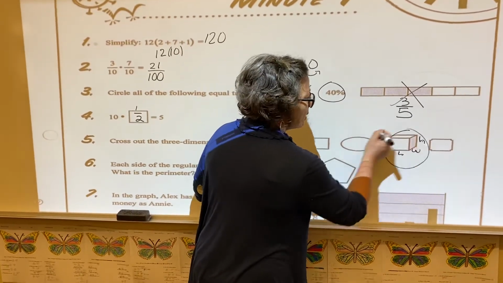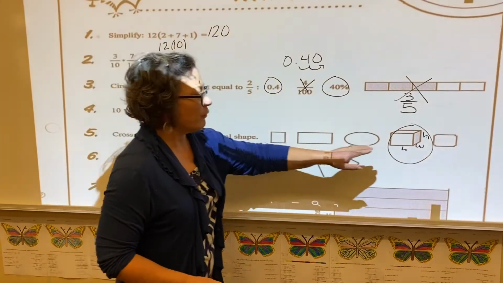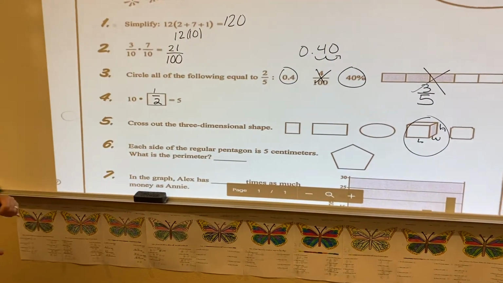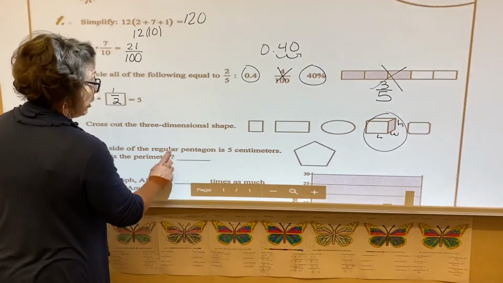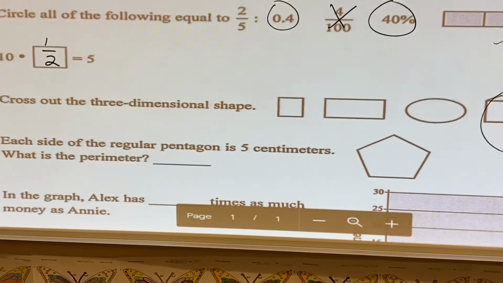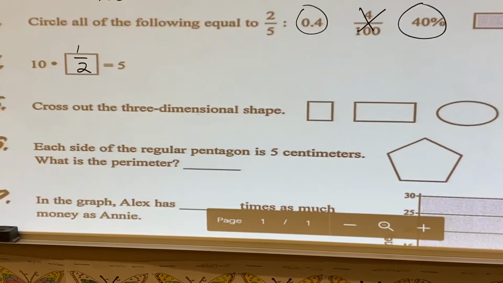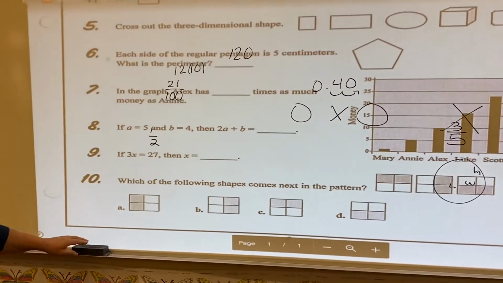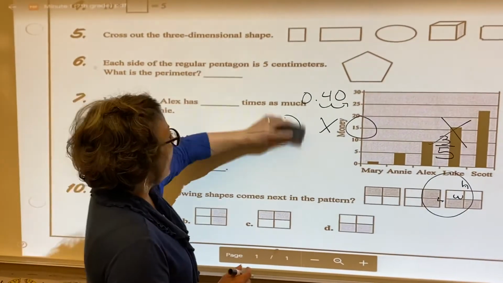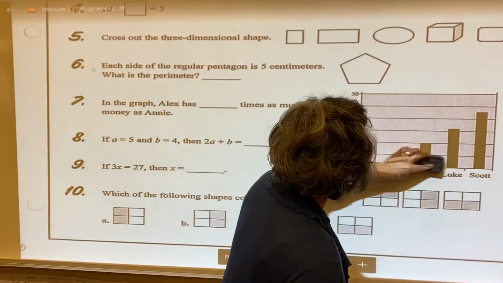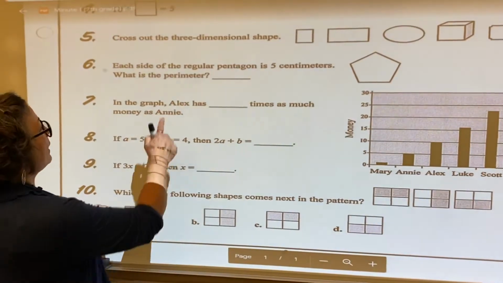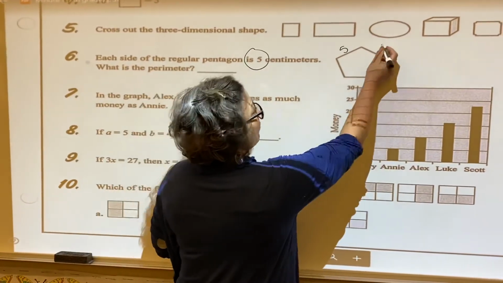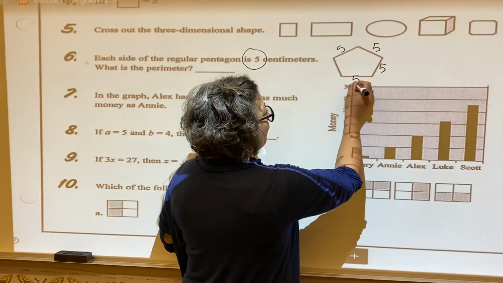So again, this has to be the one. These other figures are not three-dimensional. All right, each side of the regular pentagon is 5 centimeters. What is the perimeter? Again, we're being asked for the outside of the shape, right? We're looking at the distance around the shape. It's telling us right here that each one of the sides is 5. So we have 5 sides at 5.